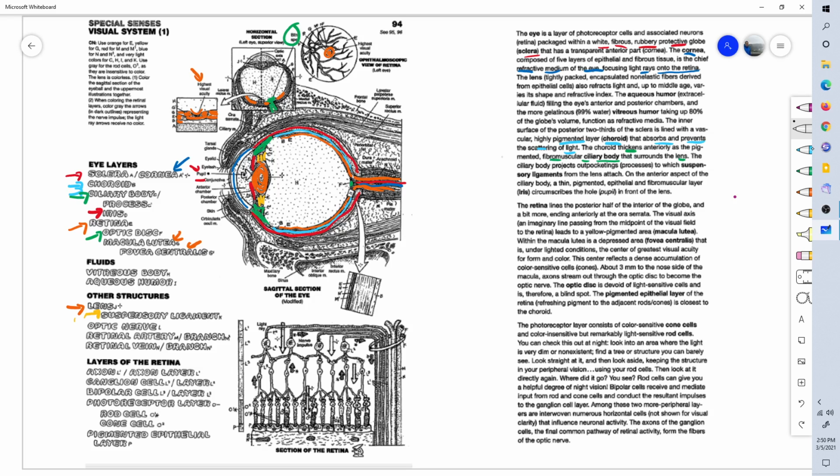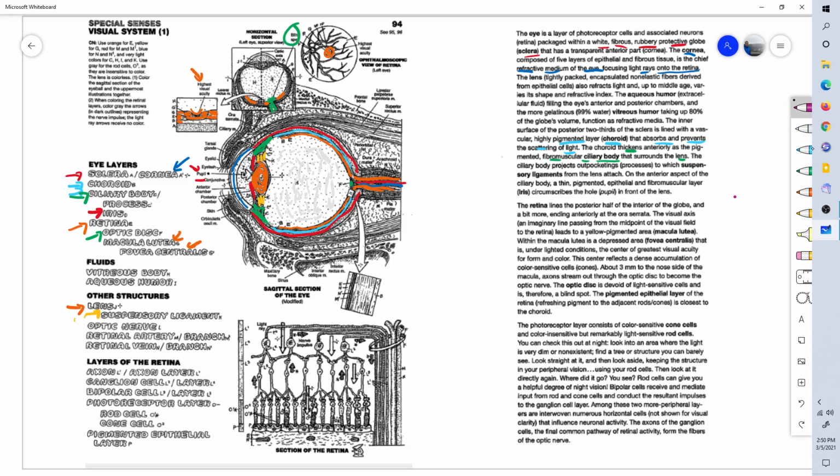Inside the eye, there is a fluid called the vitreous body. And the fluid is called the vitreous humor. This is the vitreous body containing vitreous humor. And it is behind the lens and in between the lens and the retina, taking up most of the space of the eyeball.